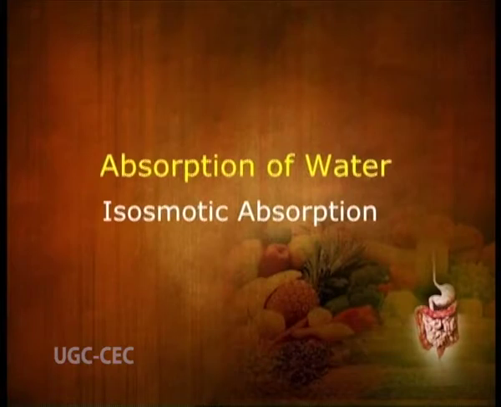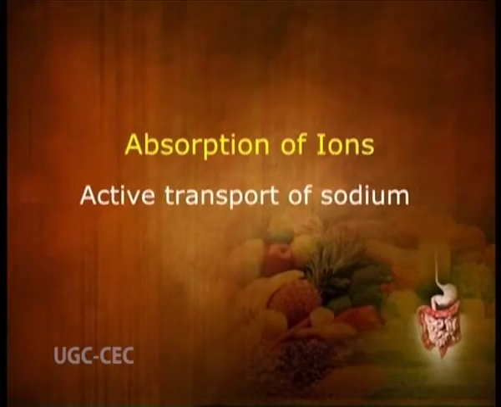Absorption of water, that is isoosmotic absorption. Water is transported through the intestinal membrane by diffusion. Therefore, when the chyme is dilute enough, water is absorbed through the intestinal mucosa into the blood of the villi almost entirely by osmosis. Absorption of ions, that is active transport of sodium.